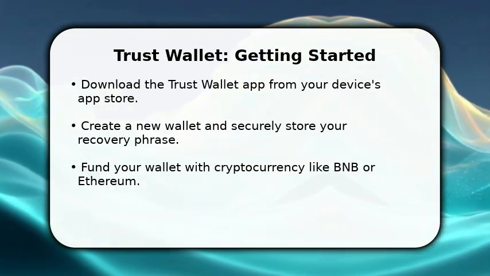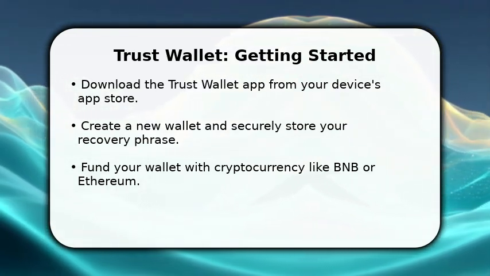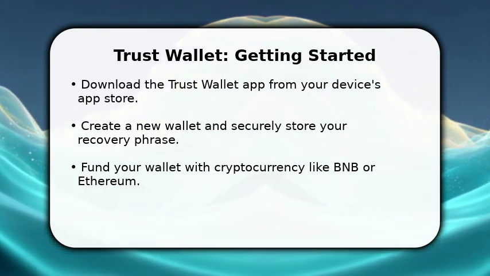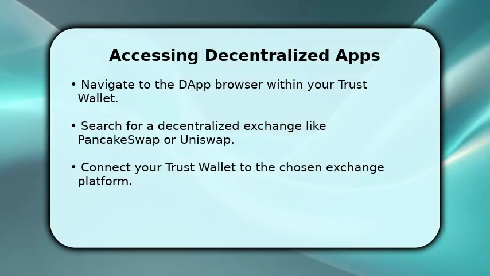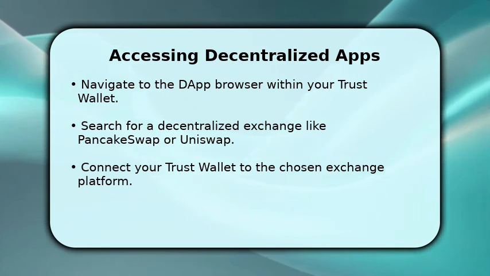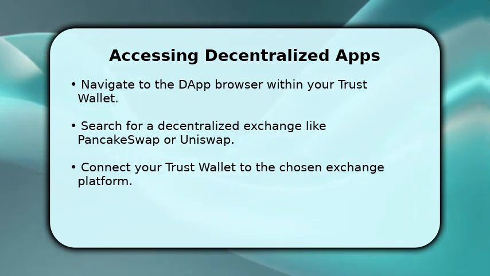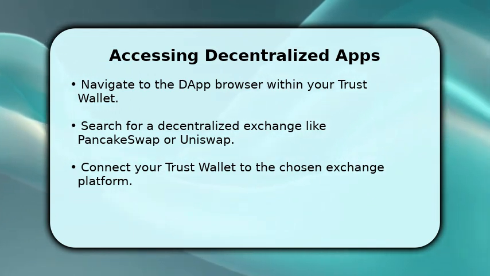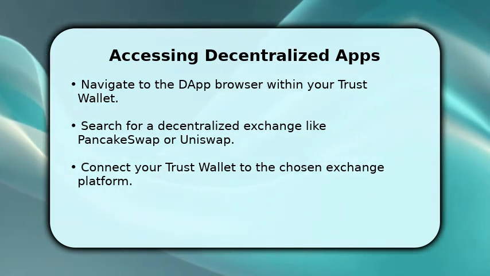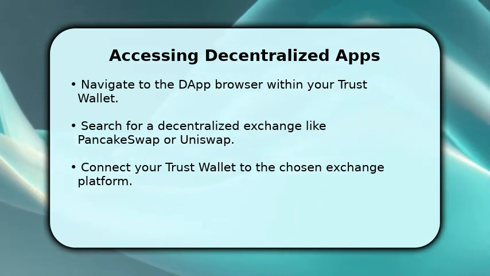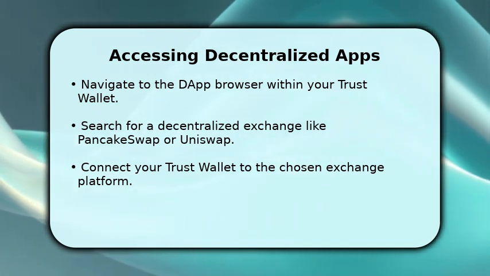Finally, you'll need to fund your wallet with a base cryptocurrency like BNB or Ethereum to cover transaction fees and initial purchases. Next, open the D-App browser located at the bottom of your Trust Wallet screen. This browser allows you to interact with various decentralized applications. Search for a popular decentralized exchange, such as PancakeSwap for Binance Smart Chain tokens or Uniswap for Ethereum-based tokens.